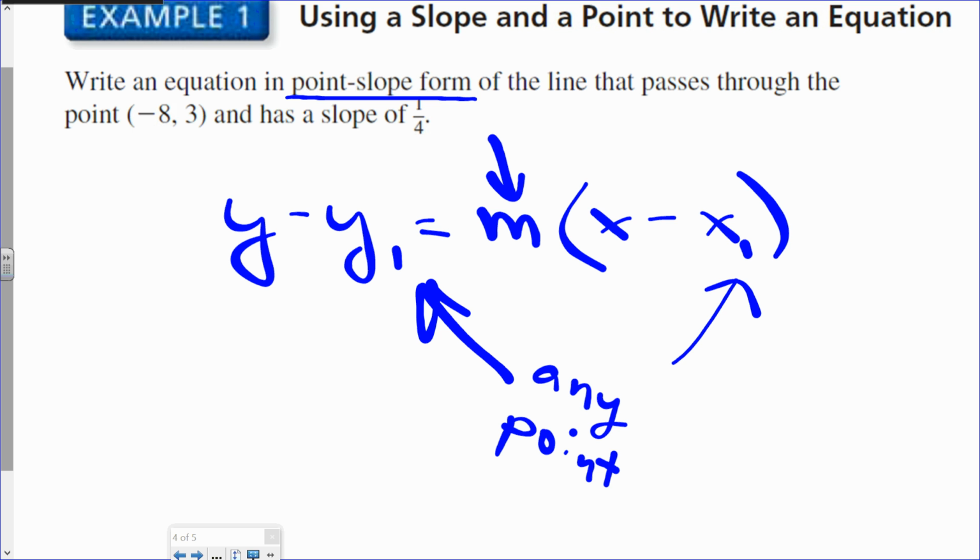The slope. Now, we have any point on the line and the slope. We're ready to write it in point slope form. It's really that simple. This is not rocket science, you guys. Look what they gave us. Did they give us a point on the line here in example 1? Look at it right here. Did they give us a slope? Right there. I think some of you guys are overthinking this.